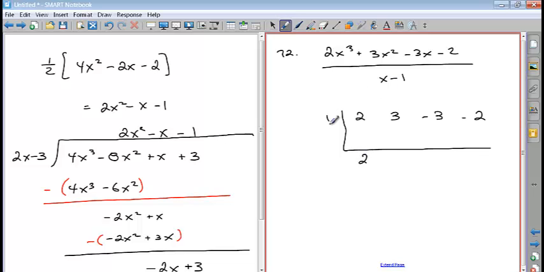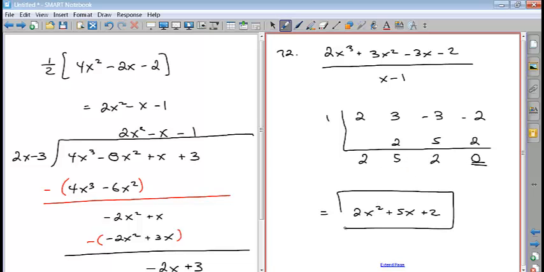Bring down 2. 2 times 1 is 2. 3 plus 2 is 5. 5 times 1 is 5. Negative 3 plus 5 is positive 2. 1 times 2 is 2, and we add these together to get 0. So this is a factor of that, and then you can cancel out the factors. One way of thinking about it. So the answer is going to be 2x squared plus 5x plus 2 from these 3 coefficients there. So that's the answer for that one.